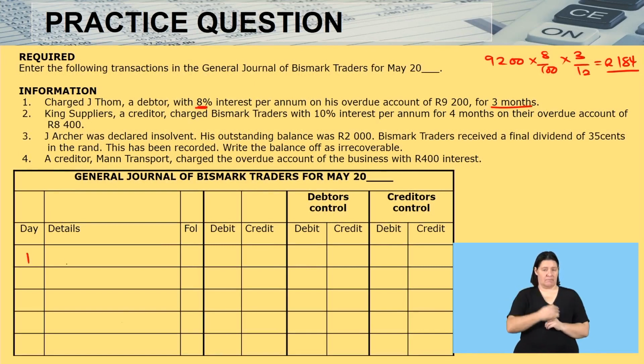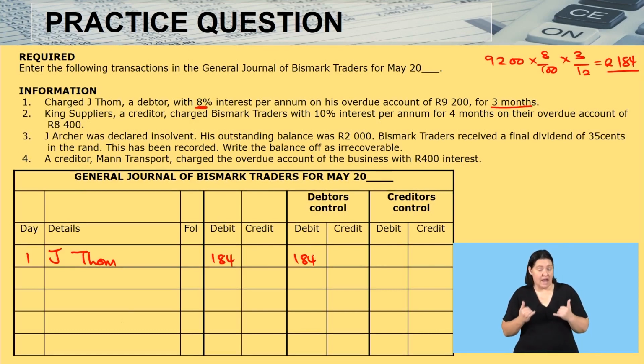The day is the first. The details. Remember, once we charge a debtor interest, it is going to increase what the debtor owes us. So our debtor's control or our debtor's amount is going to increase. So we are going to debit the debtor, who is J. Tom, and we are going to debit them with 184. Once we debit our debtor, it means we also come and debit our debtor's control, 184.